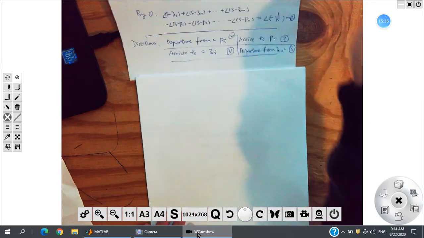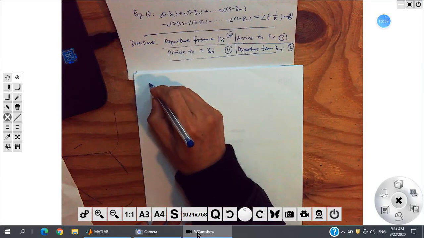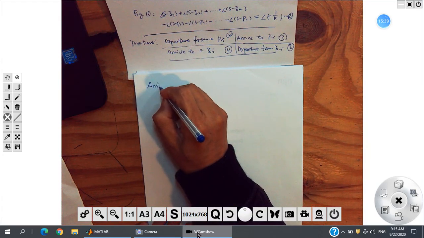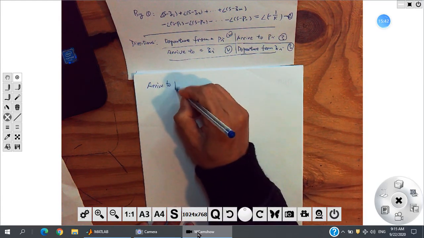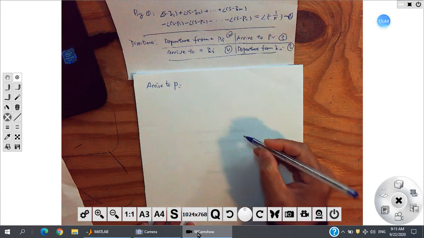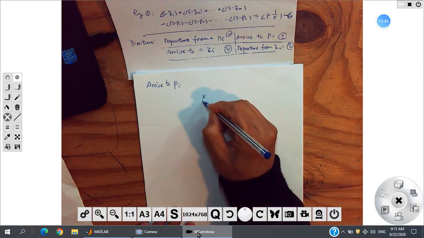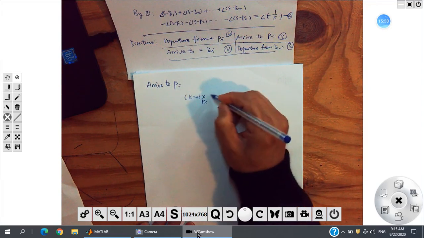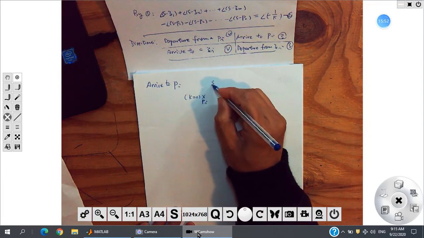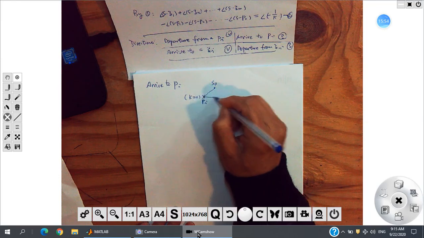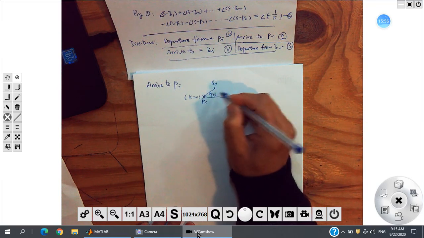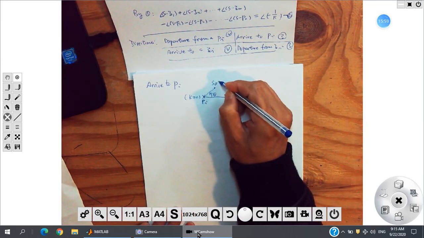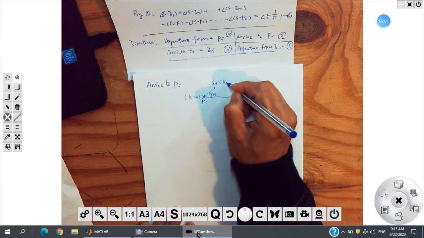Now we consider arrive to PI. Arrive to PI. Similar thing. We have PI here. This one is according to K equal to 0. Now we have some S0 arriving to here. We want this angle theta. But this S0 is what? According to K negative. Okay.